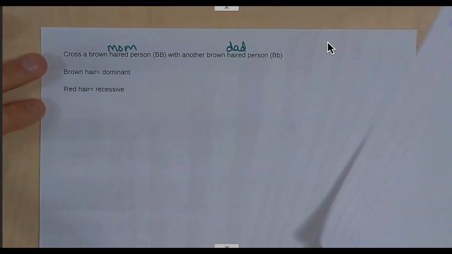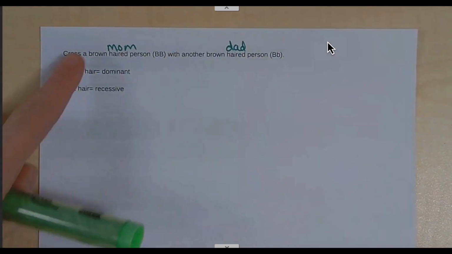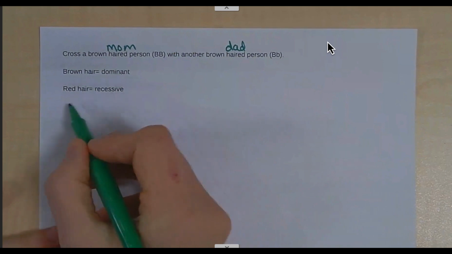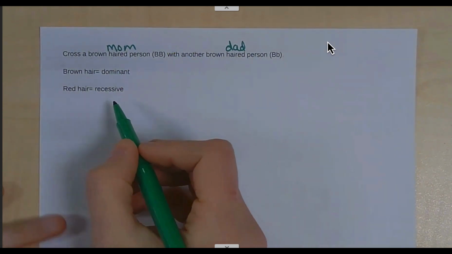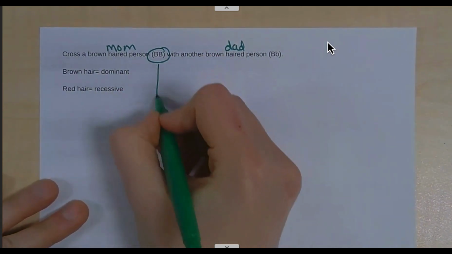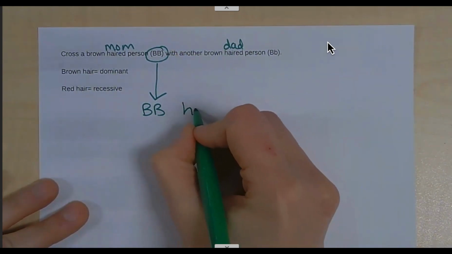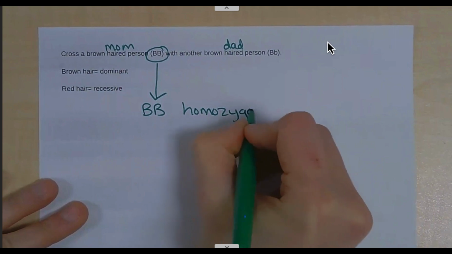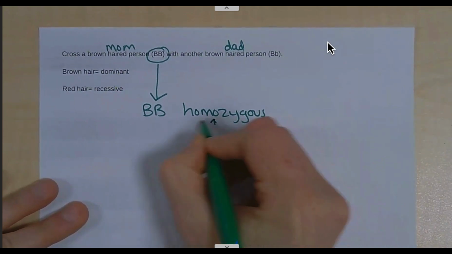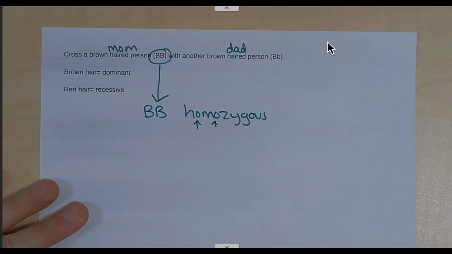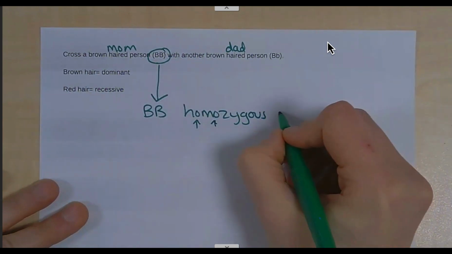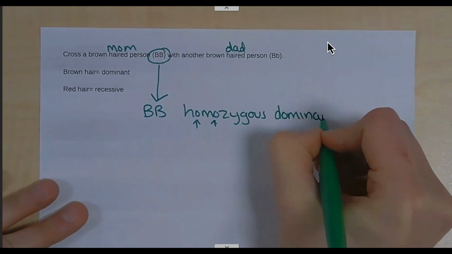Well, if it's a brown-haired person, we know brown hair is dominant and red hair is recessive. So I know that big B, big B, they are the exact same thing. So that must mean that they are homozygous. That O helps me remember that they are the exact same. And they're both capital, so they happen to be homozygous dominant.